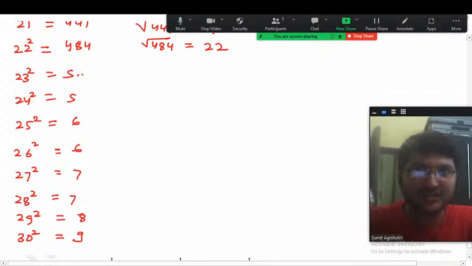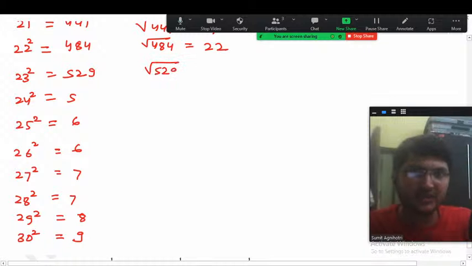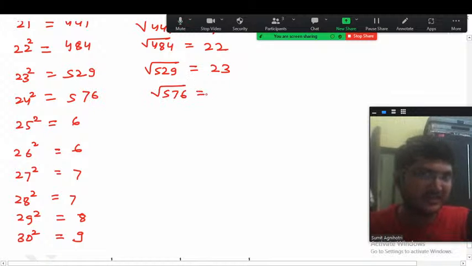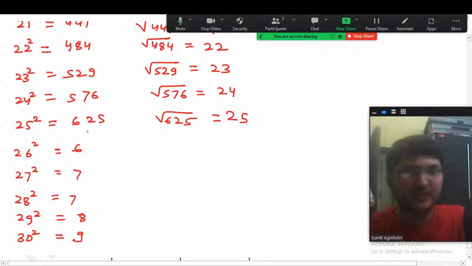23 square is how much? 529. That is why under root 529 is 23. Similarly, 24 square is 576. That is why whenever you get under root 576, you can write 24. 25 square is 625. That is why whenever you get root 625, you can directly write 25.